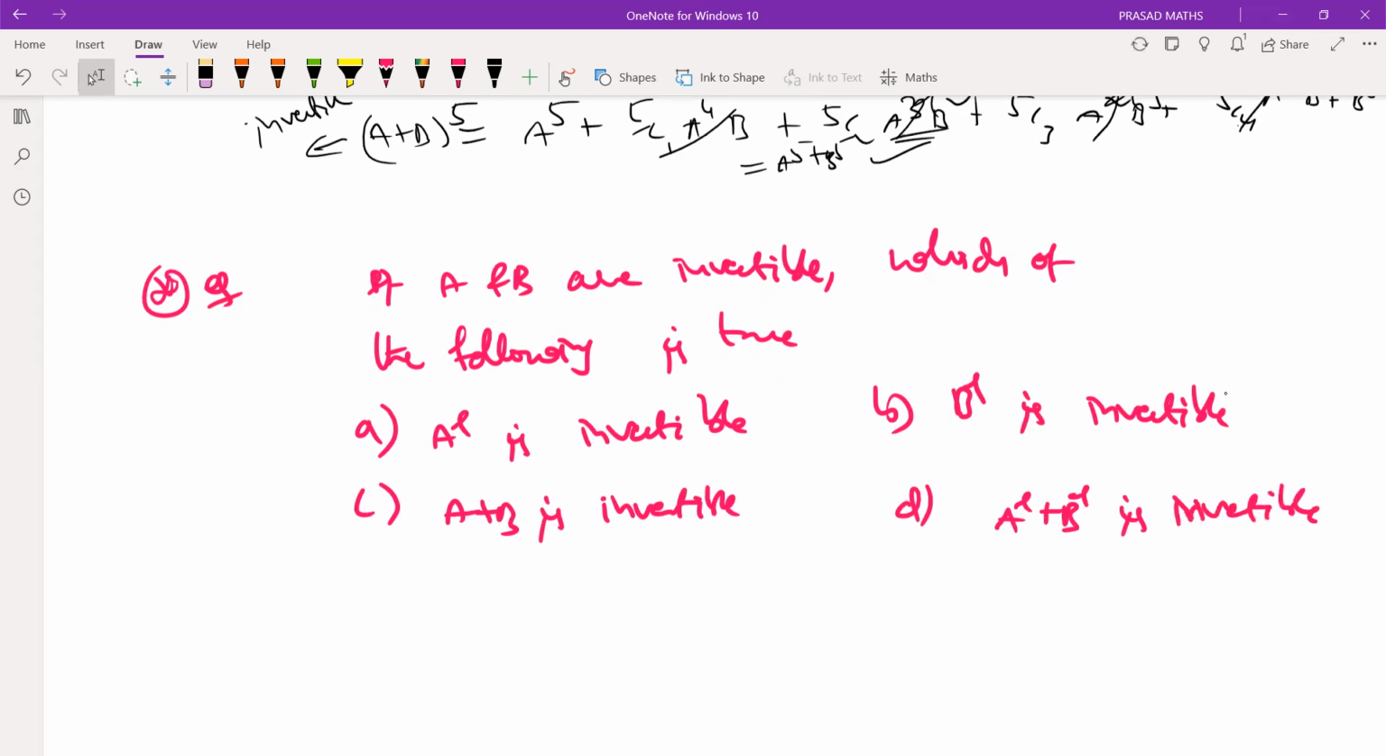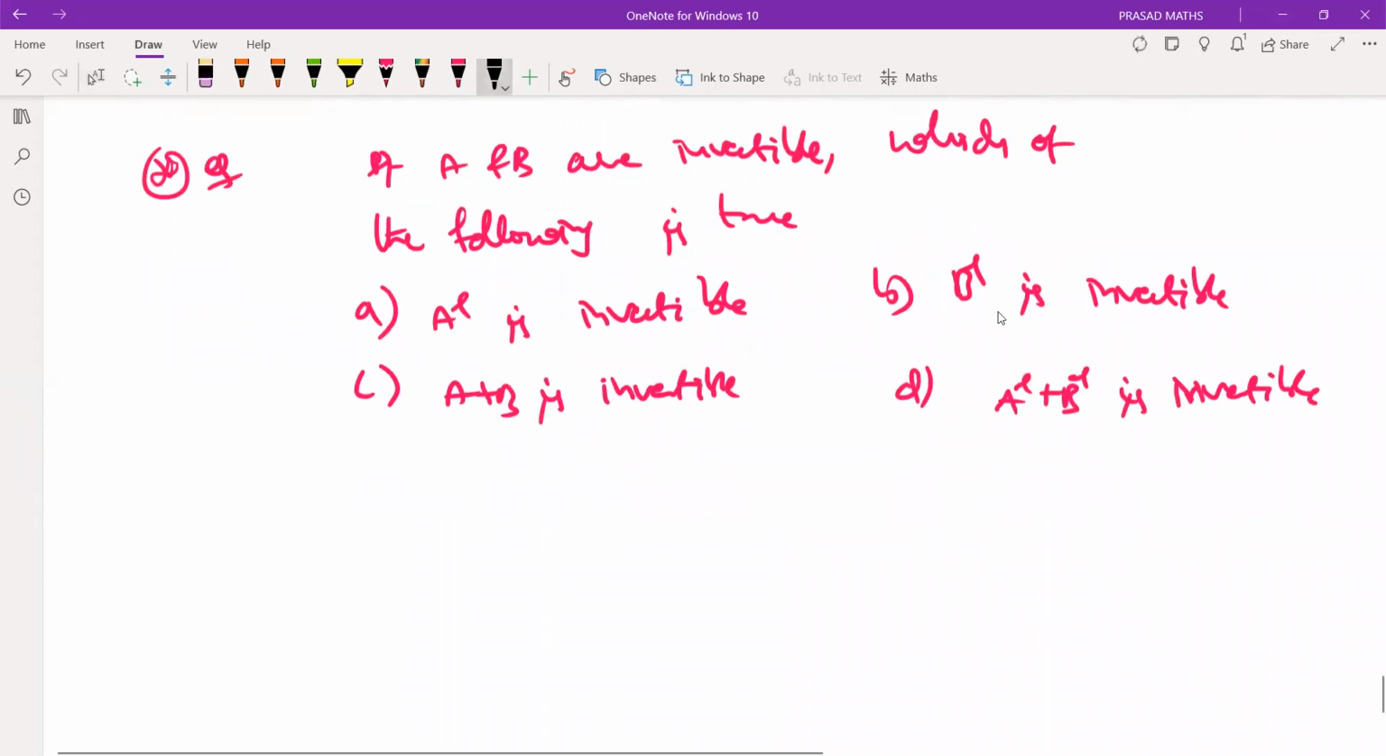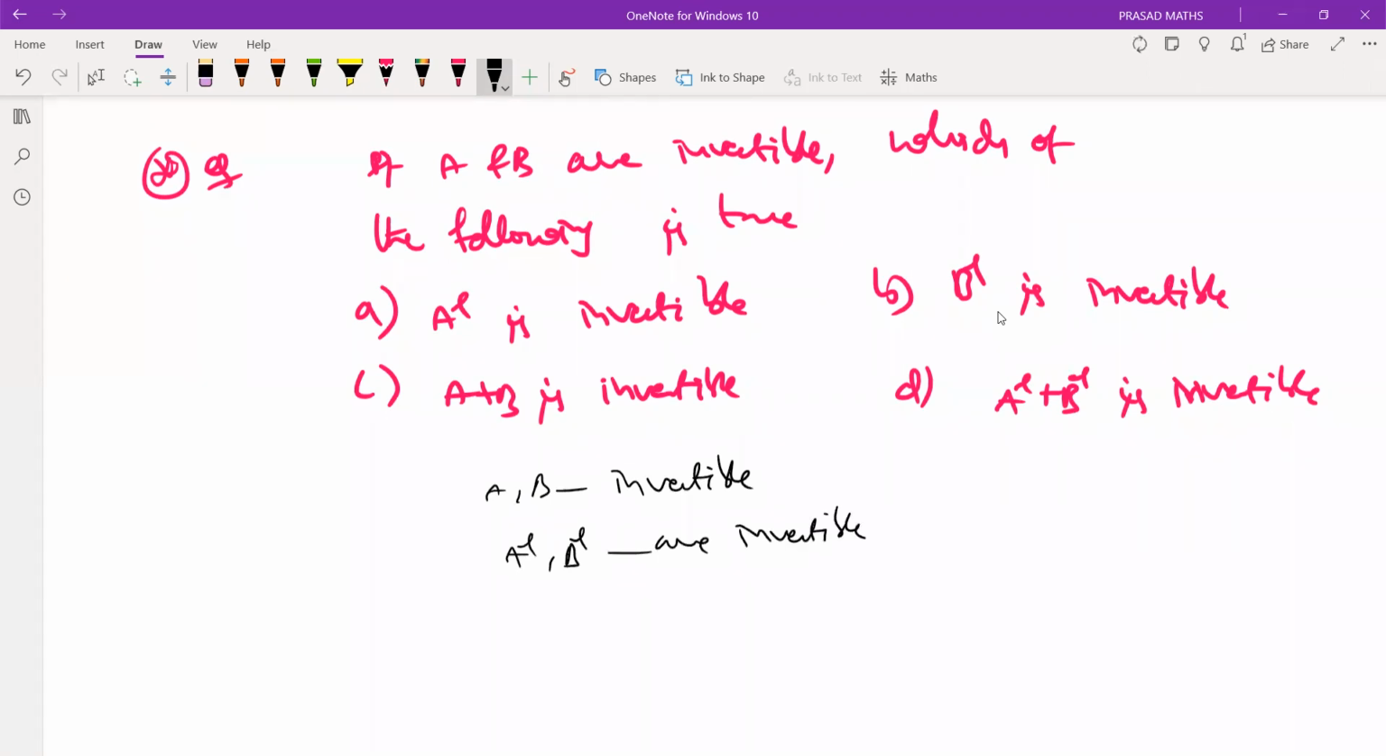What is your guess? A, B, D, sir. A, B, D. Yeah. A invertible, B invertible: you are given that A is invertible and B is invertible. The inverse of an invertible matrix is always invertible, so they are invertible. Therefore, this answer is right, and this answer is right.